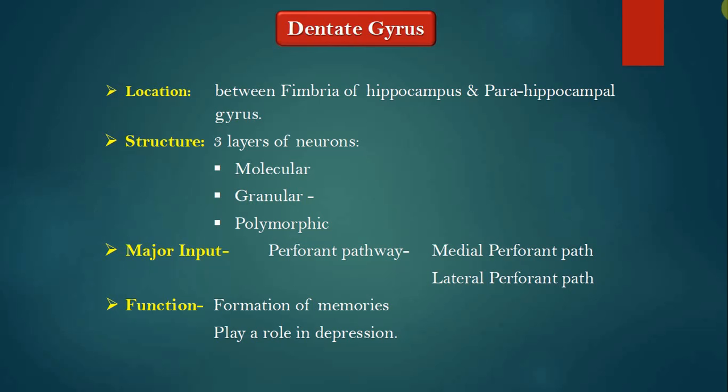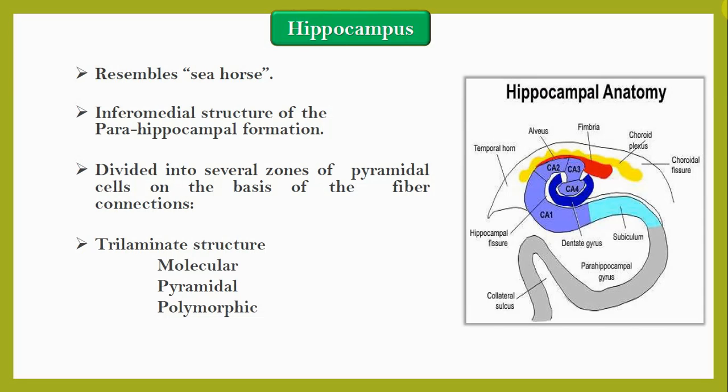Function includes formation of memories and also has a role in depression. Now the hippocampus, something about the anatomy. In cross-section, it resembles a seahorse. It is the inferior medial structure of the parahippocampal formation, and it stretches as a C-shape, as you can see on the figure. The C-shape follows the formation of the corpus callosum.